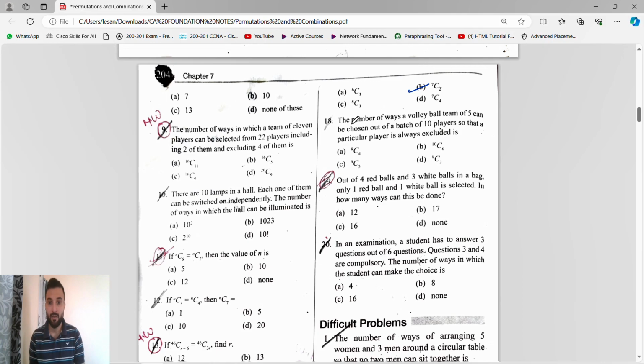The number of ways a volleyball team of 5 can be chosen. Chosen means combination, out of a batch of 10 players. So from 10 you have to select 5, so that a particular player is always excluded. Excluded means we only have to do minus in the n. So a particular means 1. 10 minus 1, 9C5.